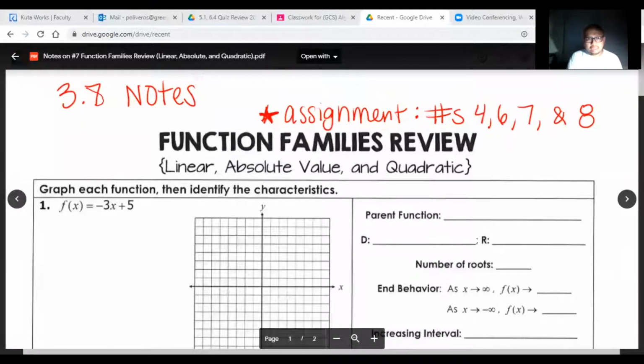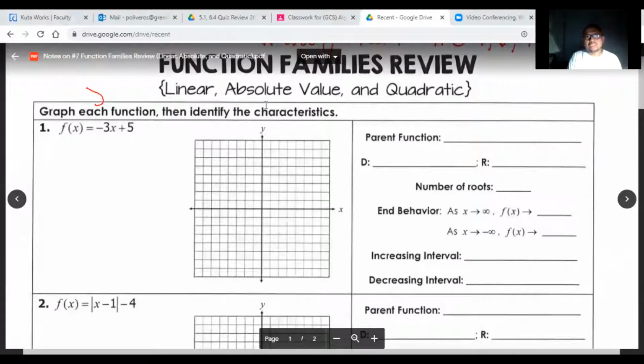So let's go ahead now. Graph each function, then identify the characteristics. First, this one here is the same as y equals negative 3x plus 5, which we know is y equals mx plus b. So this is a linear function. I'll just put here linear function.